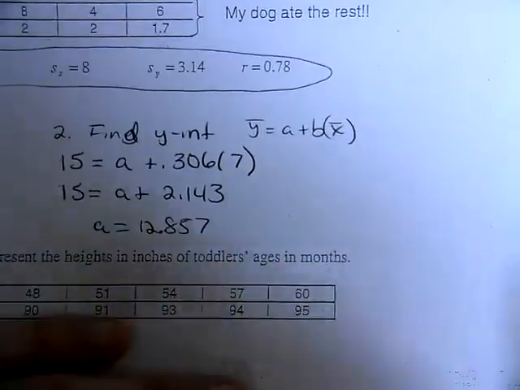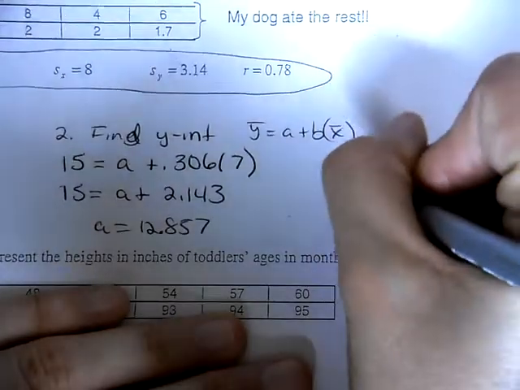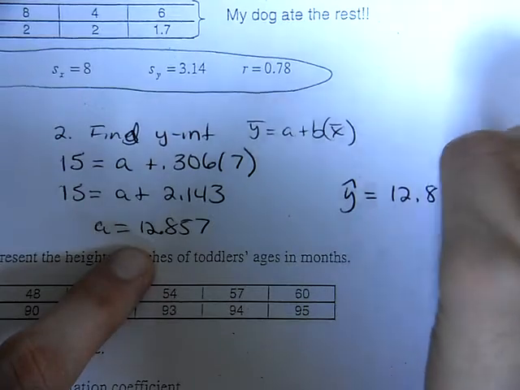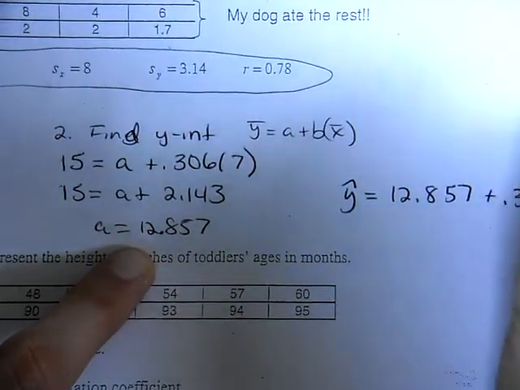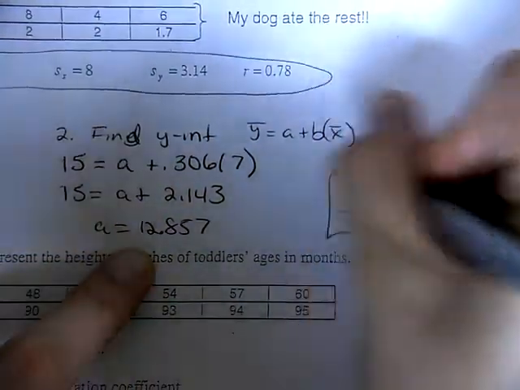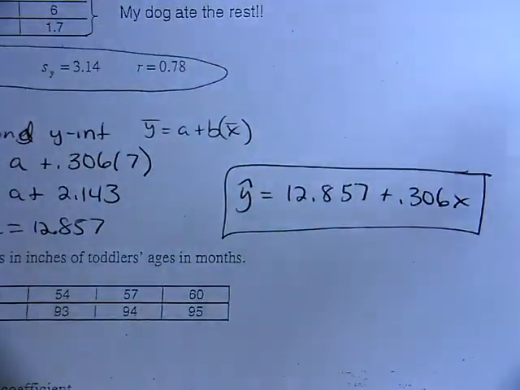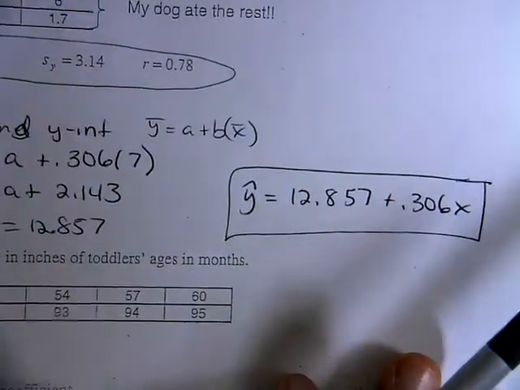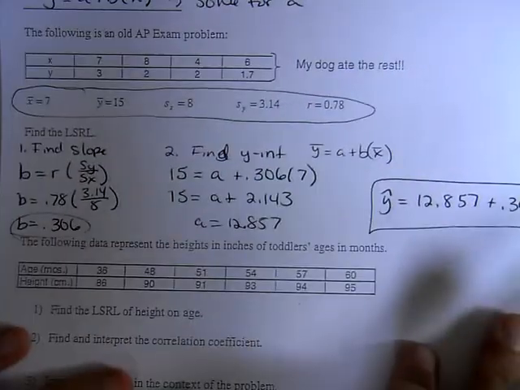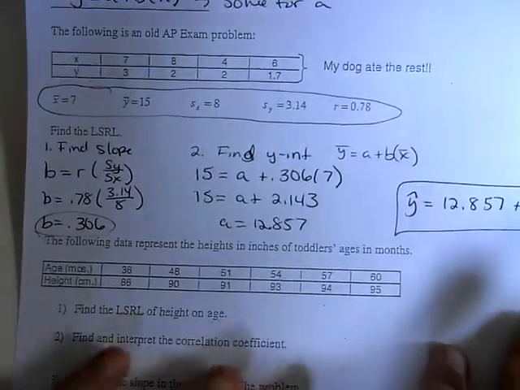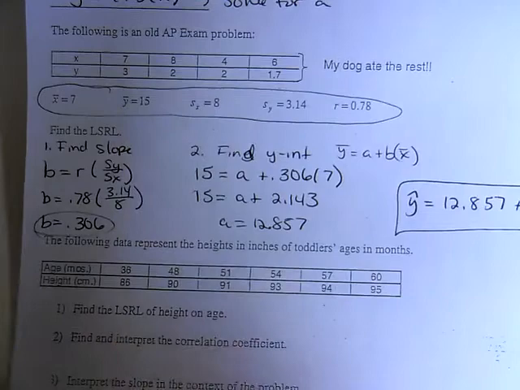So then my equation, y hat equals 12.857 plus 0.306x. Now I don't know what x and y are, so I'm not going to define them. Okay, so this is one way to do it if you don't have the data, but you're given these 5 things. Okay, now most people forget how to do this, but again, it's all on your formula sheet.